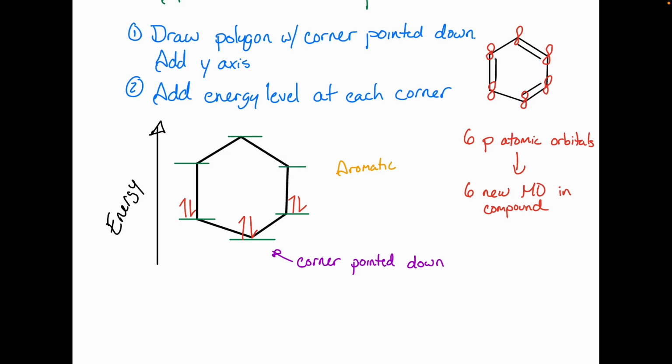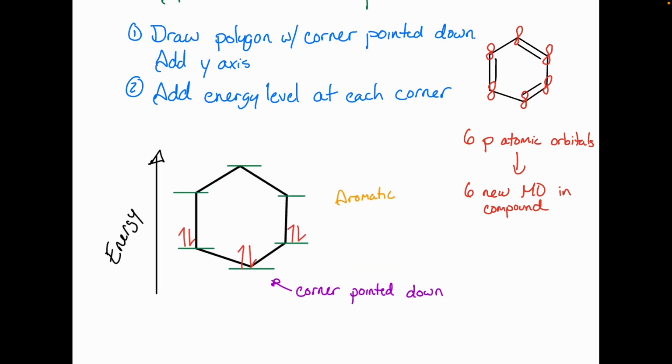So what we did was we drew this polygon. We made sure that it had one of its corners pointing down. We added our y-axis, which is energy. We drew an energy level at each corner of our polygon, and then we filled it in with those delocalized electrons, the correct number of delocalized electrons.